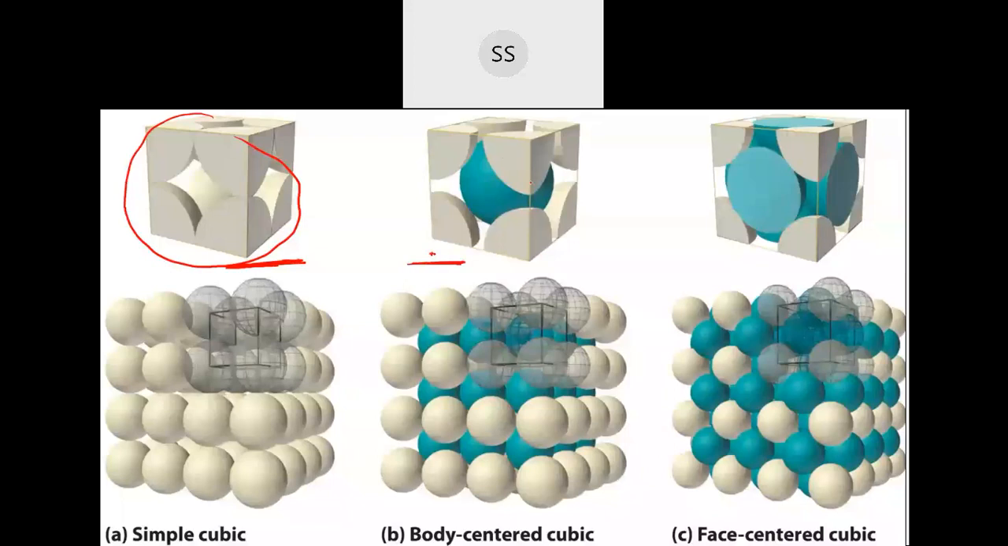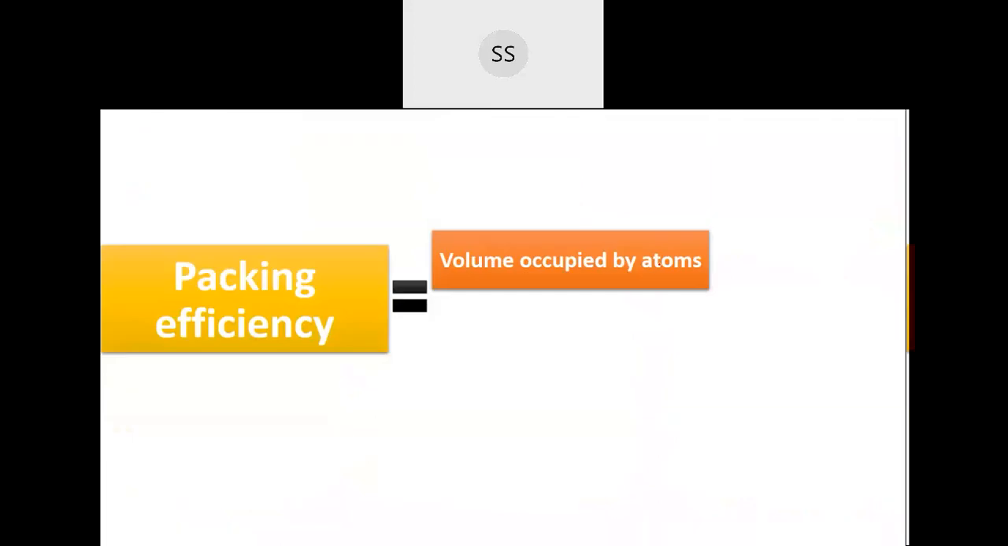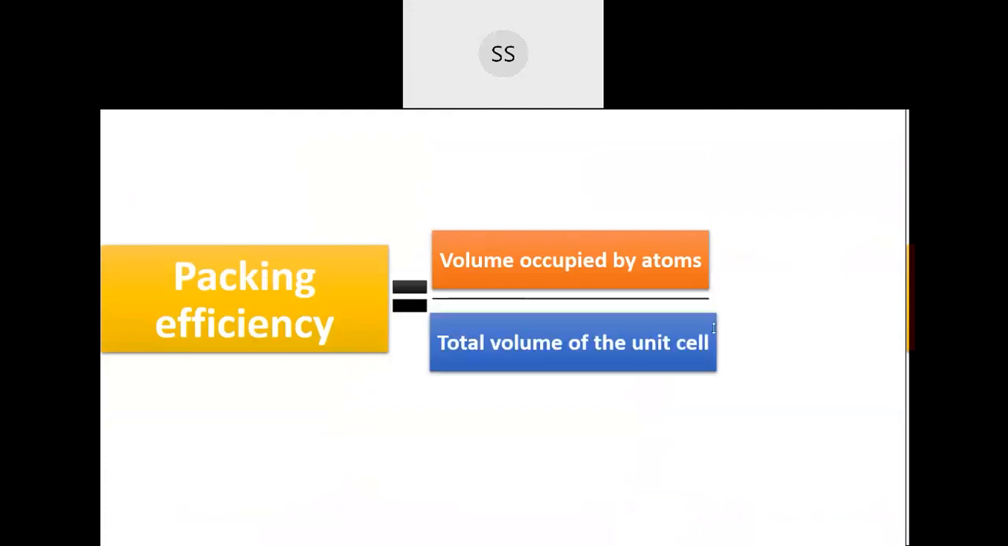So that means I can write packing efficiency will be equal to the volume occupied by the atoms. When I tell you volume occupied by the atoms, you are actually calculating the volume of one atom into the number of atoms, divided by the total volume of that particular unit cell. Because in that unit cell you have those number of atoms, you will be multiplying by 100. So that gives you packing efficiency.